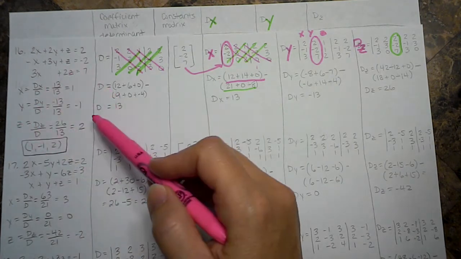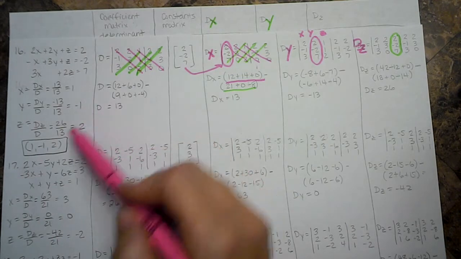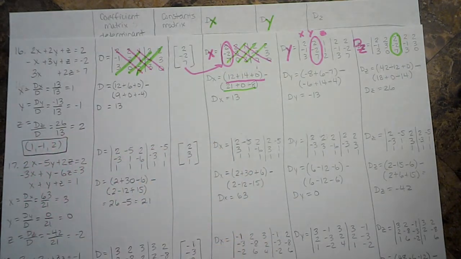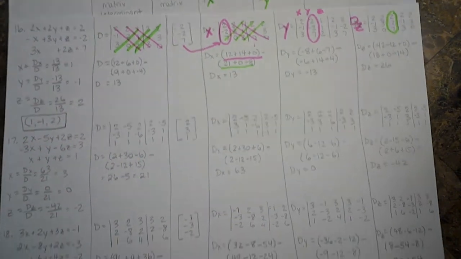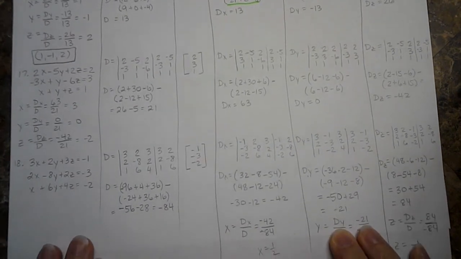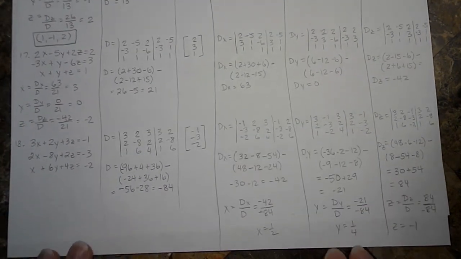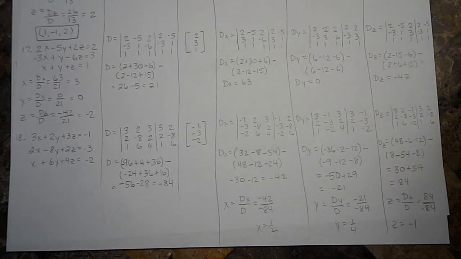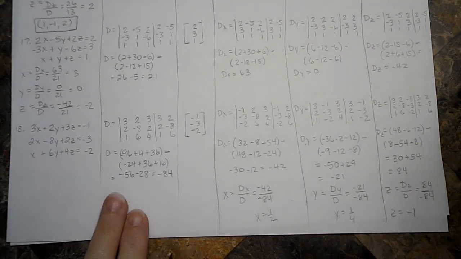When I write my answer, I'm going to take x, y, and z and put it in a coordinate like this. So this is how I do it. Here's number 17 for your viewing pleasure. Good luck.